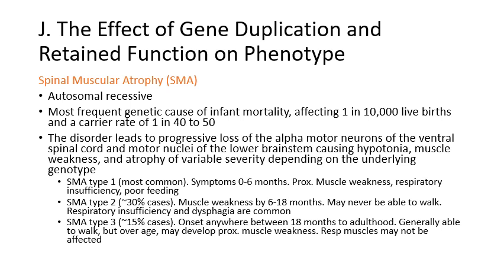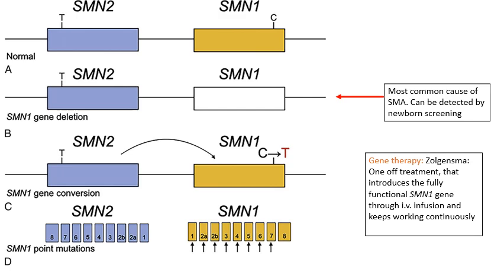The onset is anywhere between 18 months to adulthood. They're generally able to walk, but over age they may develop proximal muscle weakness. Respiratory muscles may not be affected in this case. So the most common cause of SMA is a deletion. As you can see here in panel B, the SMN1 gene is absent, which means it is deleted. There is a gene deletion. This is the most common cause, and it can be detected by newborn screening.